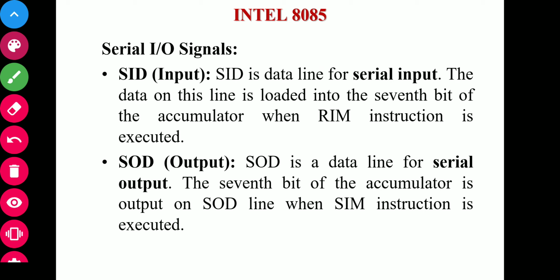And serial I/O signals. There are two serial I/O signals. One is for input, another one is for output, namely SID and SOD. SID is a data line for serial input. The data on the line is loaded in the 7th bit of the accumulator when the RIM instruction is executed. Then SOD is a data line for serial output. The 7th bit of the accumulator is output on the SOD line when the SIM instruction is executed. So these things we can discuss in the instruction operations of your 8085.